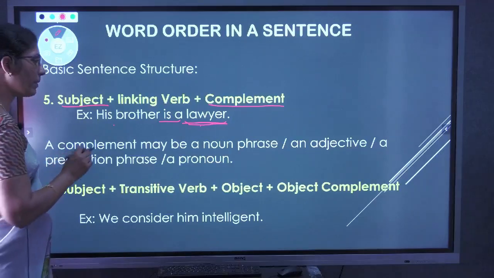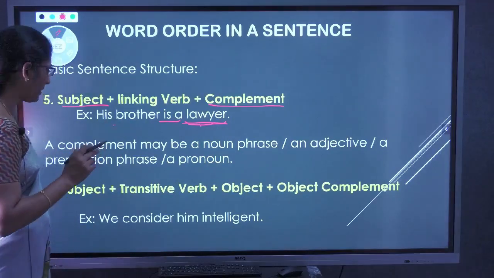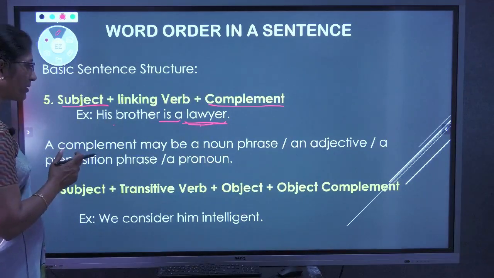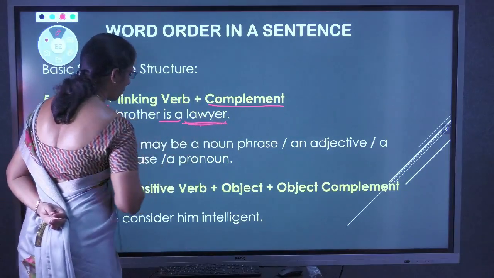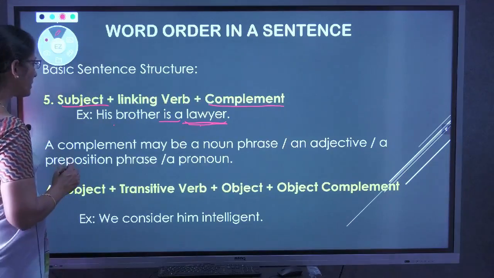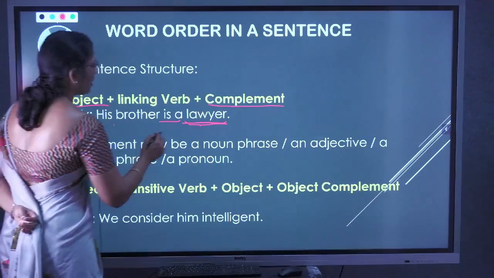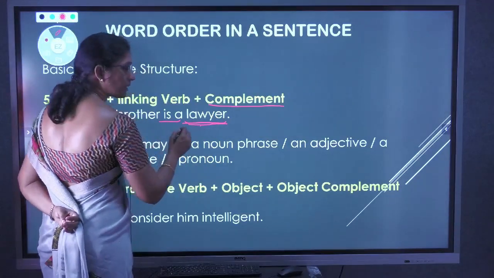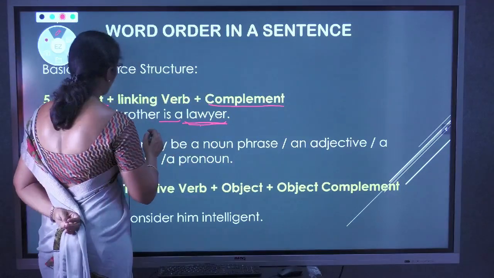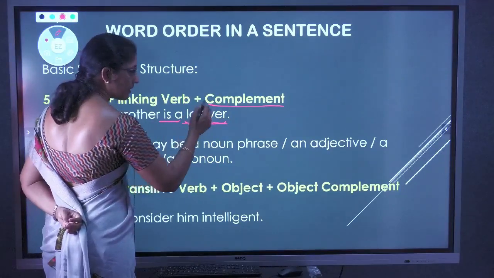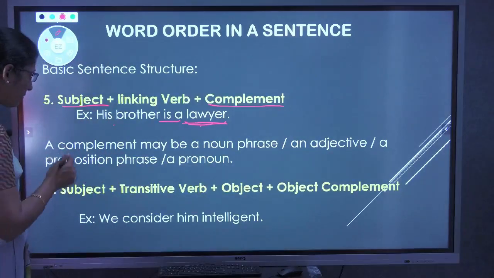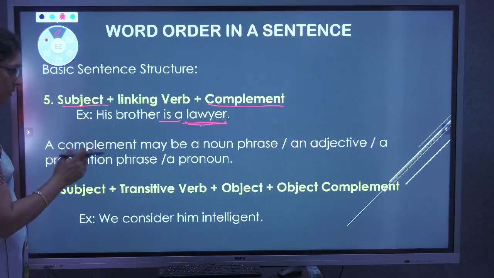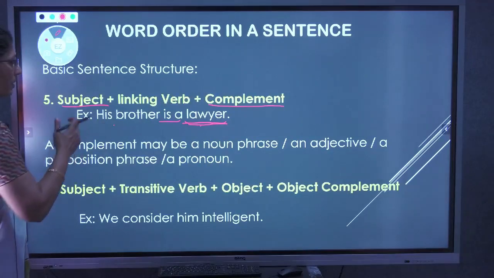A complement may be a noun phrase, an adjective, a preposition phrase, or a pronoun. So in this case, it is a noun phrase. Suppose his brother is a well-known person. That's a noun phrase. His brother is intelligent. Then that is an adjective. Okay, like that. Next one, subject plus transitive verb plus object complement.